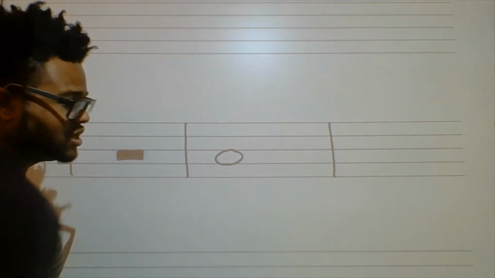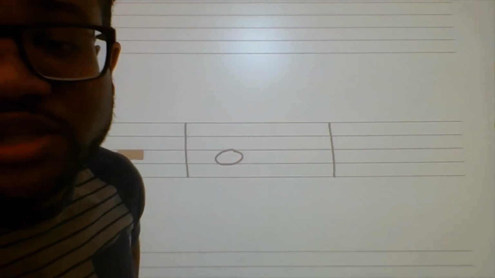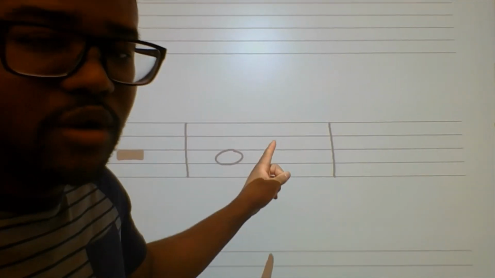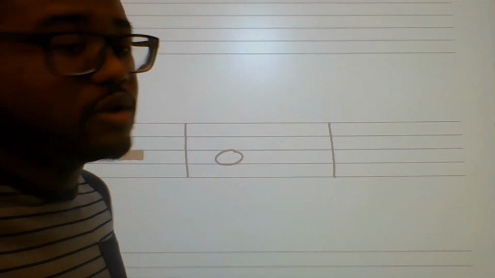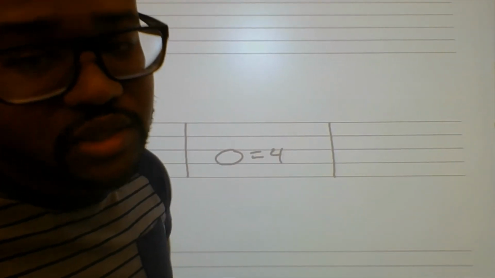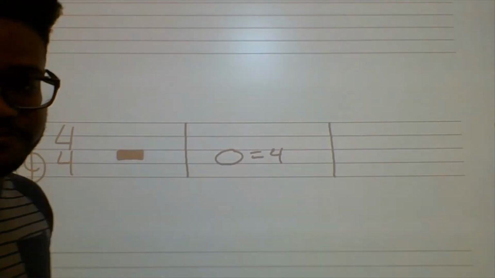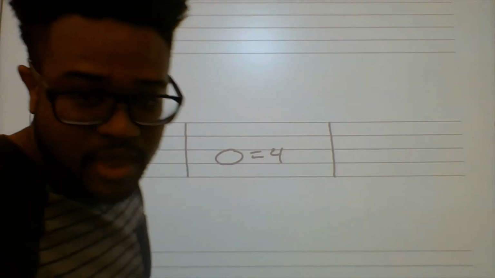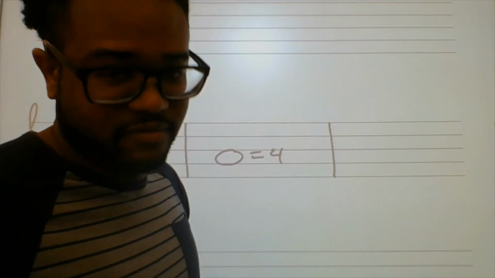Whole note gets 4 beats. This circle, more like an oval, is a whole note. Whole note, 4 beats. A whole note gets 4 beats. It's called a whole note because it takes up the whole measure. How many beats are in our measure? 4. How many beats does a whole note get? 4. Whole note, 4 beats.